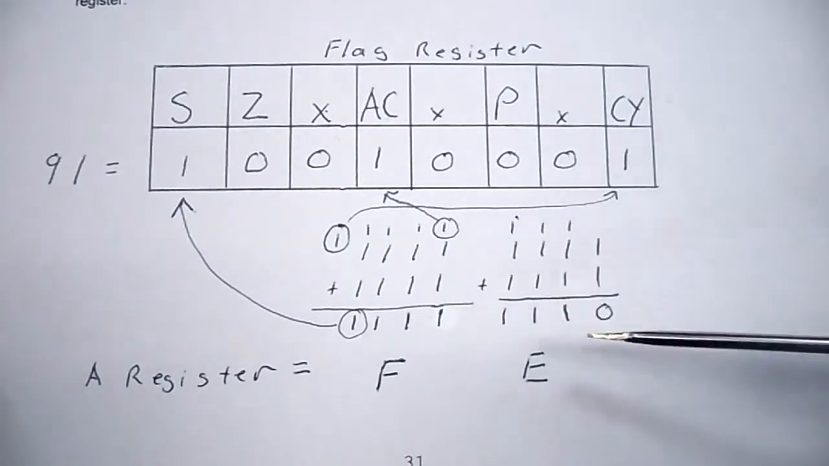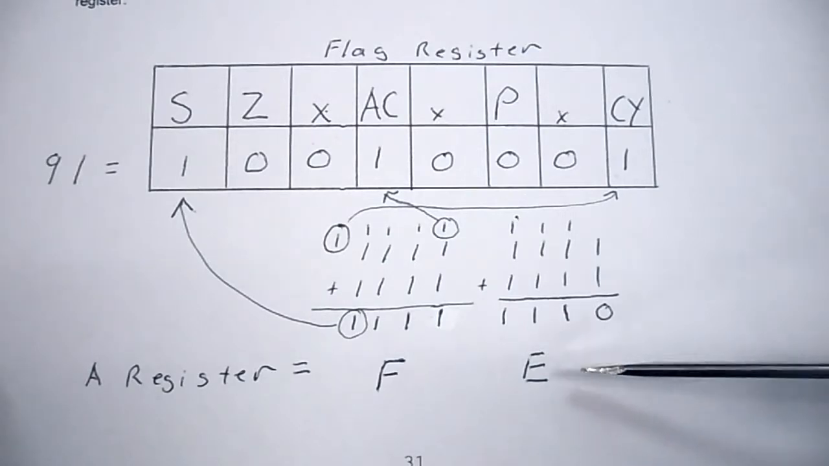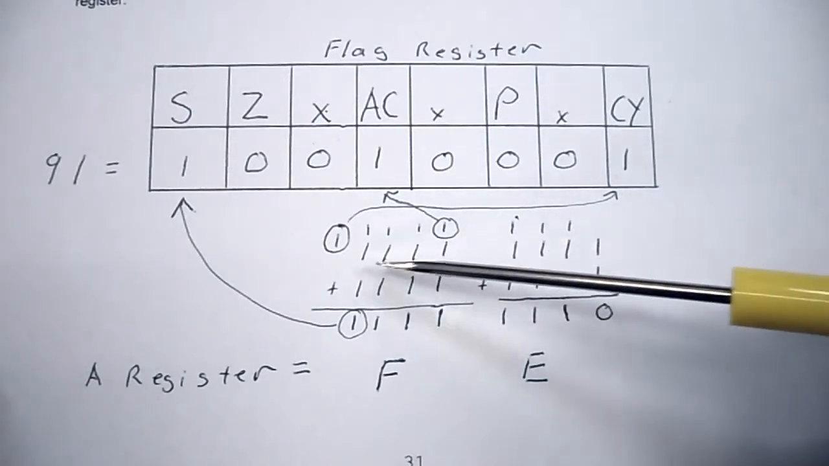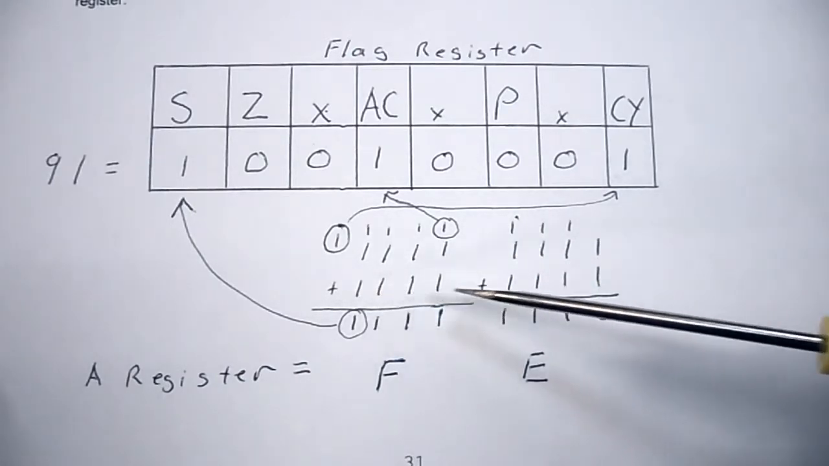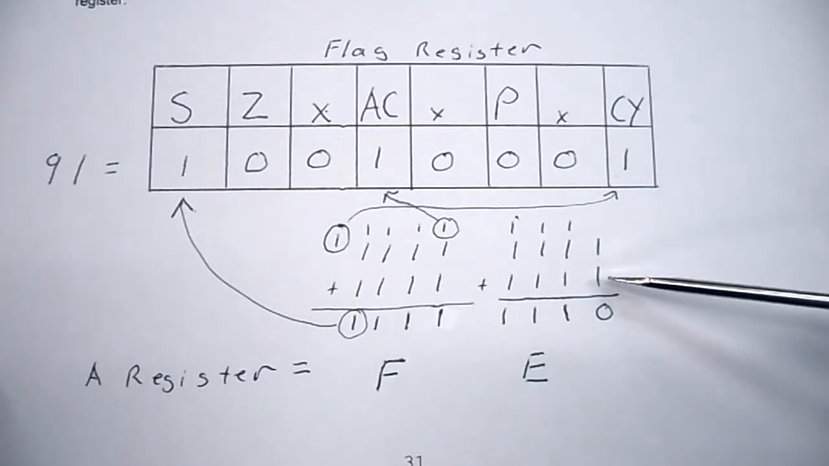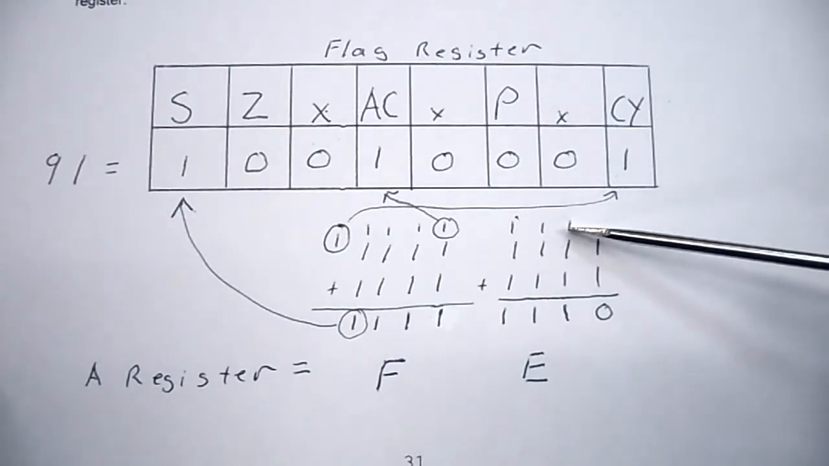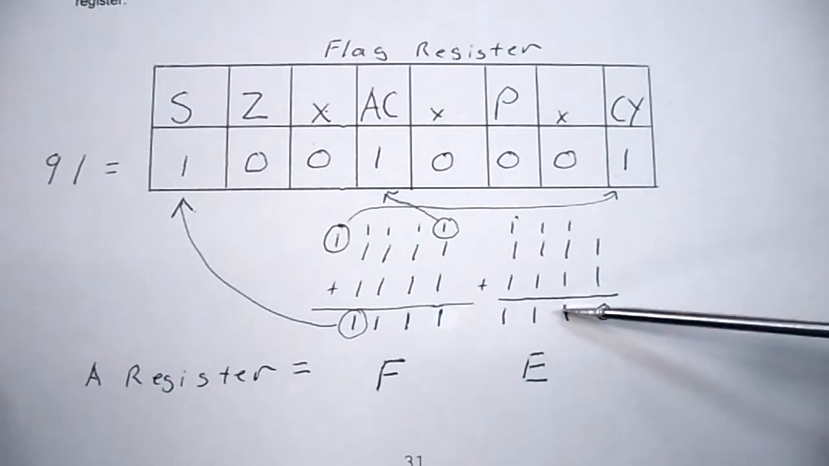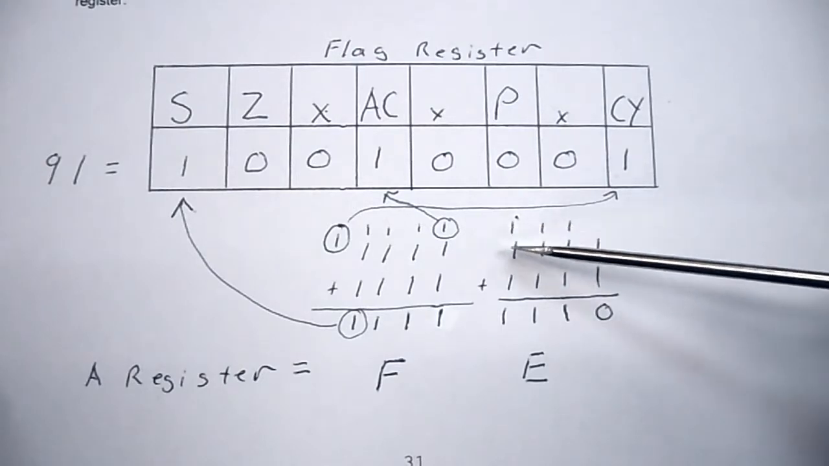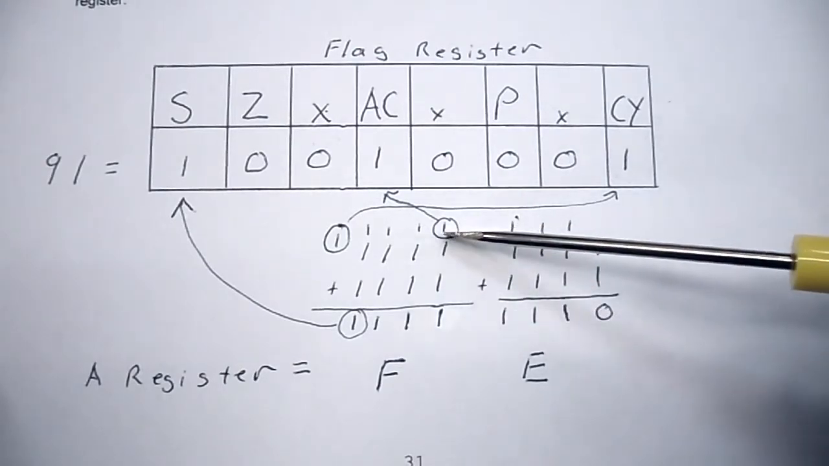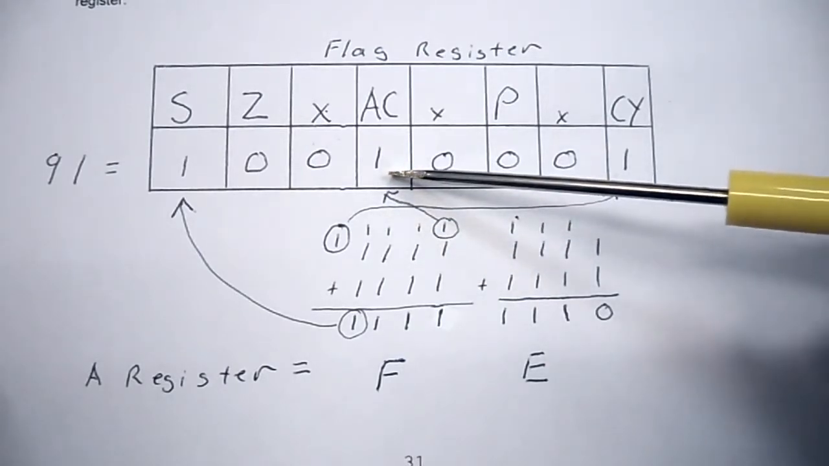So let's look at the calculation and see what actually happened inside our ALU. So we took FF, which is 1111 1111, and we added it to FF, which is 1111 1111. So looking at the binary math, 1 plus 1 is 0, carry the 1. 1 plus 1 plus 1 is 1, carry the 1. 1 plus 1 plus 1 is 1, carry the 1. And 1 plus 1 plus 1 is 1, carry the 1. That is the auxiliary carry bit. So that bit got set.